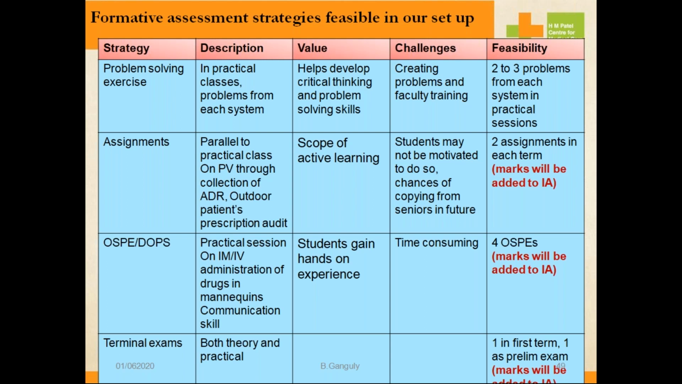Let them collect one ADR, but that has to be given importance, and that should be a genuine one. Then only we will be valuing the scope of their active learning as well. If not very many, at least two assignments in each term can be given to them, and we should give marks, and that has to be added to internal assessment. Then some reward will be given, and that becomes a formal and formative assessment.